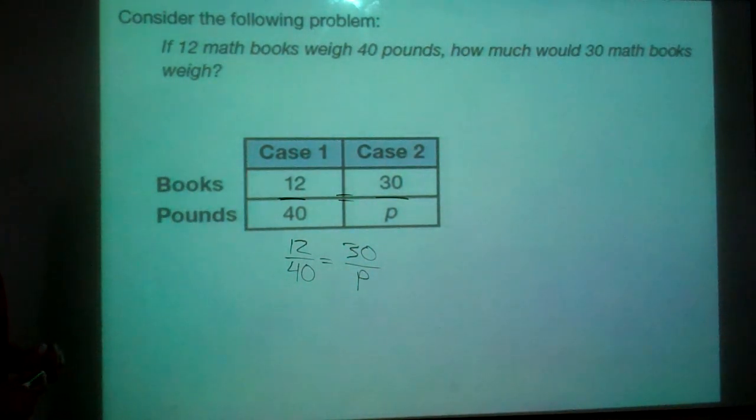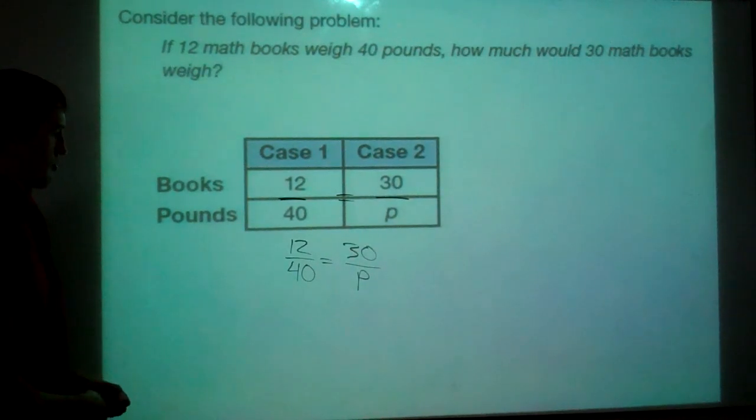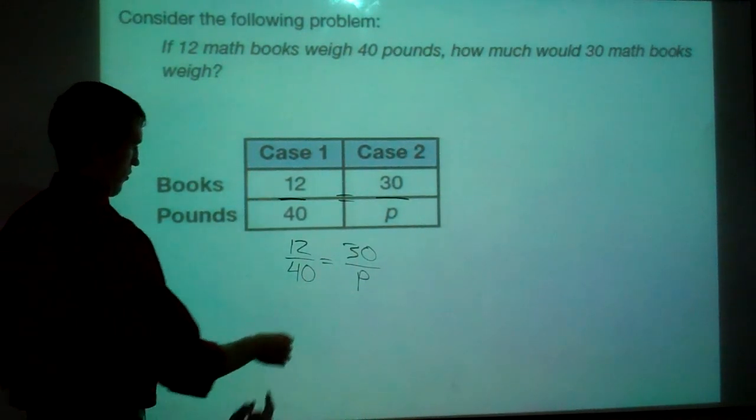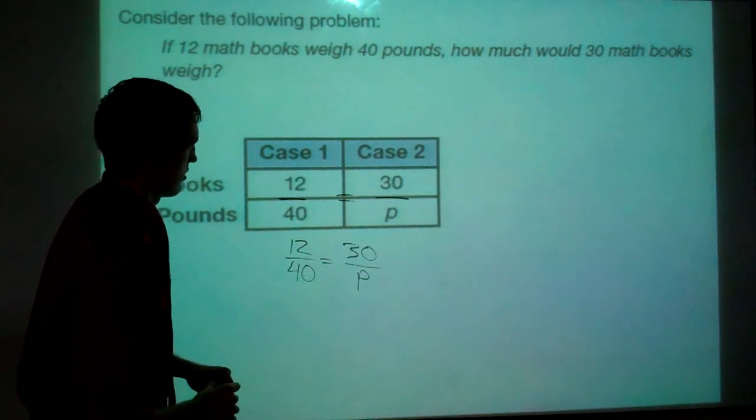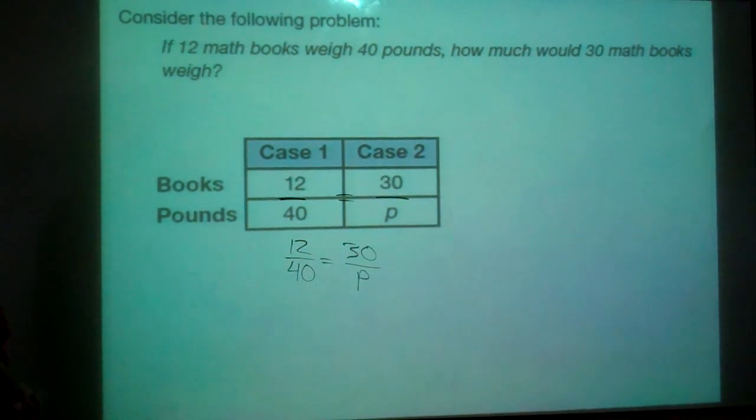And we can go ahead and solve that. We can do some cross multiplying and dividing. We can do 40 times 30 and divide by 12 to get our answer. That's one way we could do it.